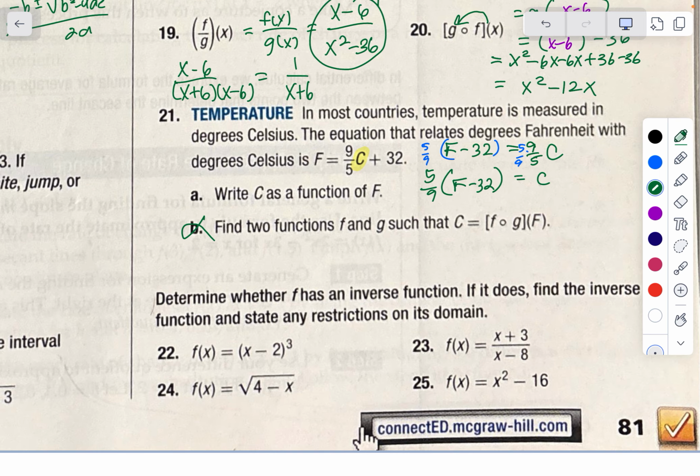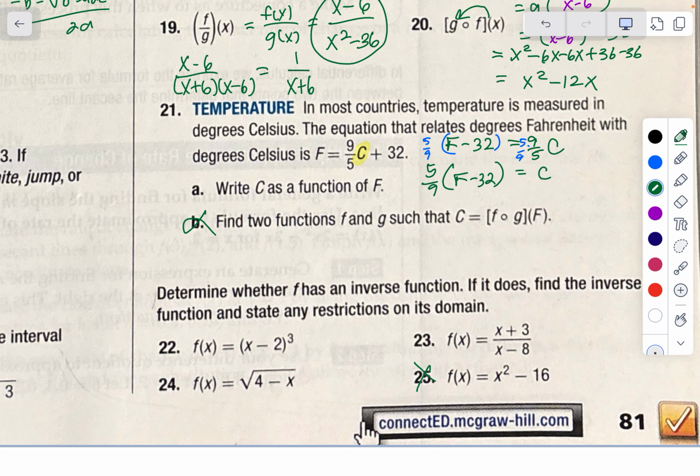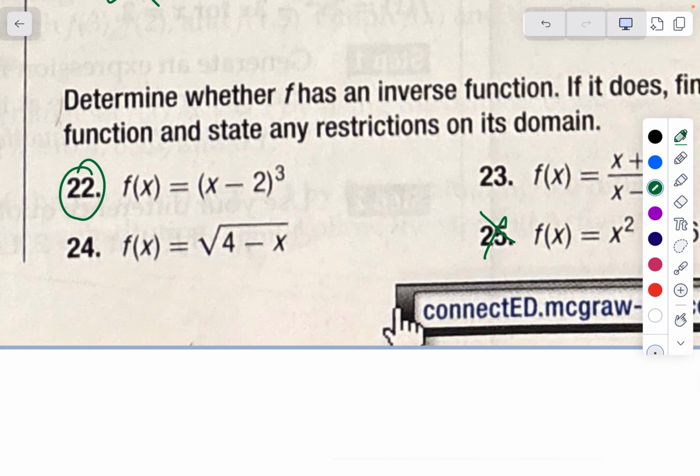Okay. So this one asks whether or not it has an inverse, and if it does, find the inverse. 25 is out because it doesn't have an inverse. Remember, the parabolas don't have inverses. The only one I want to do is 22. And then we're done. You'll turn this in. Okay. So for 22, let's practice one more time finding the inverse. It does have an inverse.